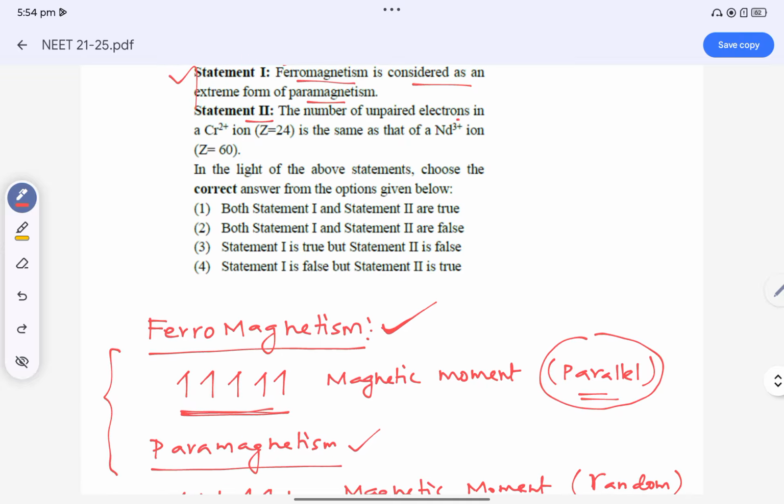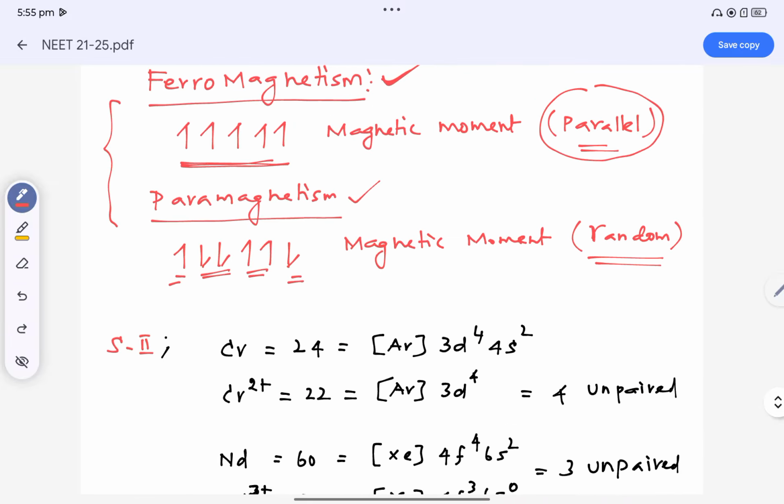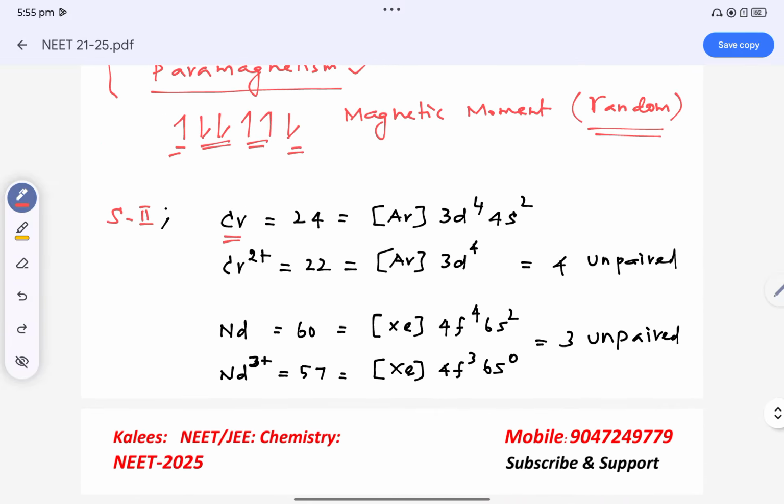The number of unpaired electrons in Cr2+ (chromium 2+) and Nd2+. Nd stands for neodymium, which is an f-block element. We will discuss. Writing the electronic configuration for chromium, atomic number is 24: argon 3d4 4s2. When 2 electrons are removed from the 4s2 orbital, we get 3d4 electronic configuration, 4 unpaired electrons, because in the d orbital you may have 1, 2, 3, 4, 5, so 4 unpaired electrons.